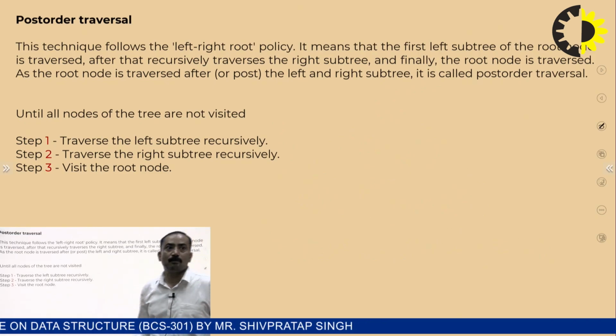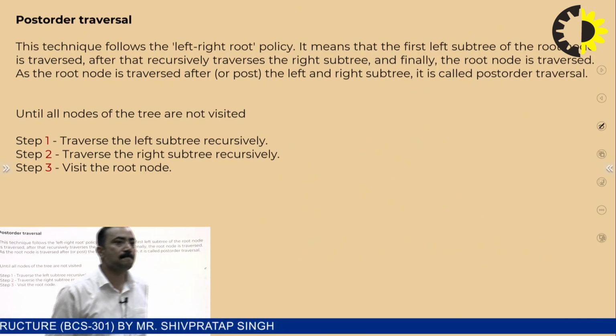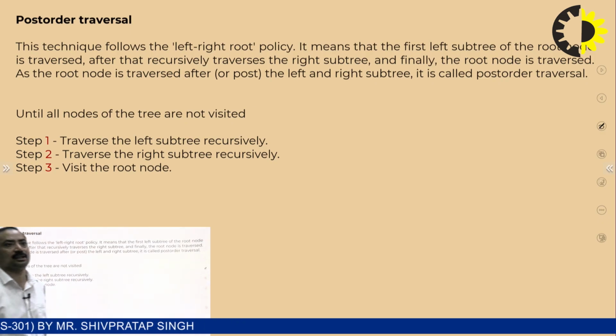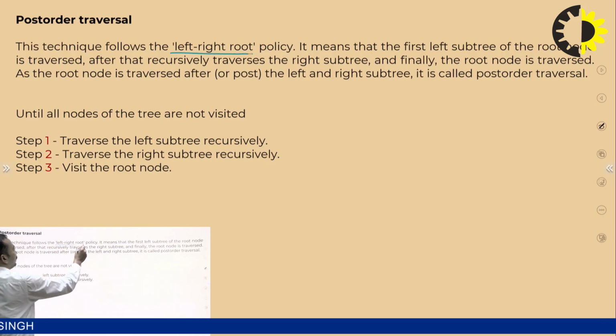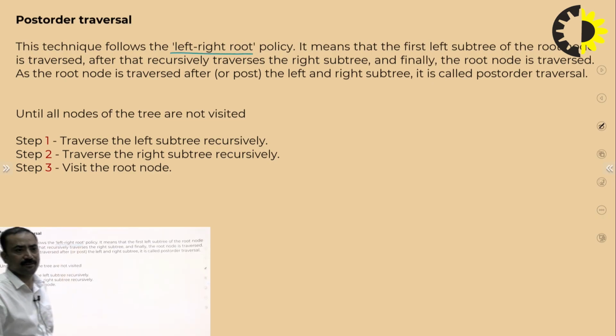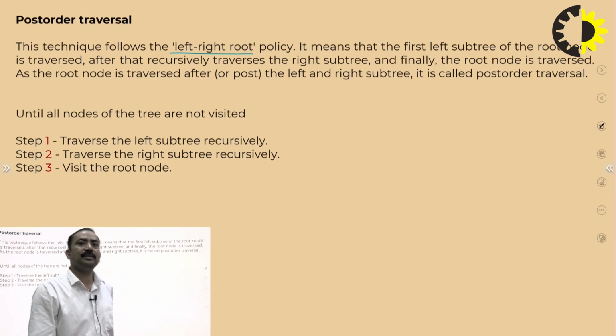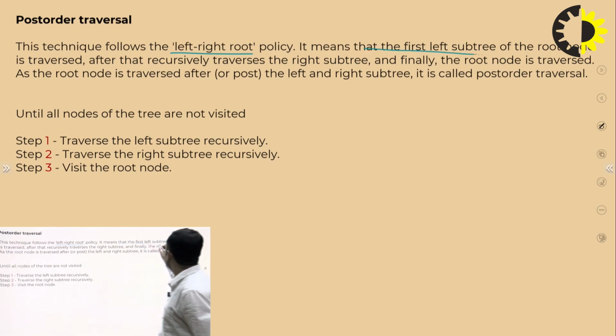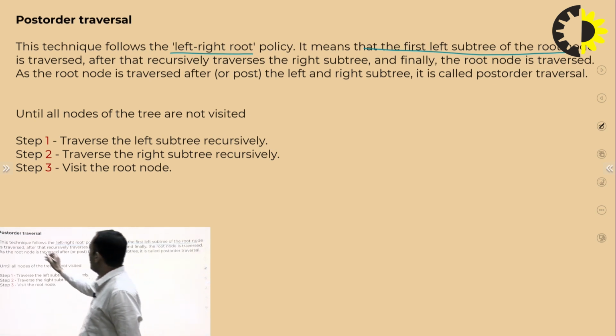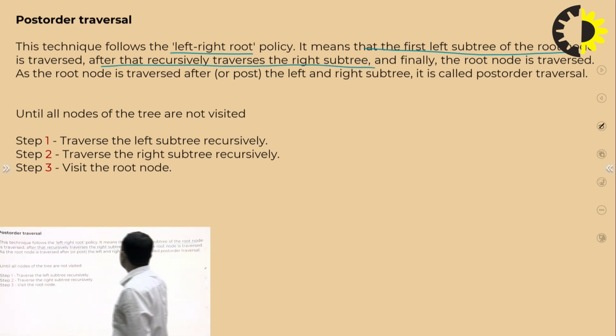Next, we have post-order traversal. What is post-order traversal? This technique follows the left, right, and then root policy. It means that first the left subtree of the root node is traversed. After that, recursively traverse the right subtree.